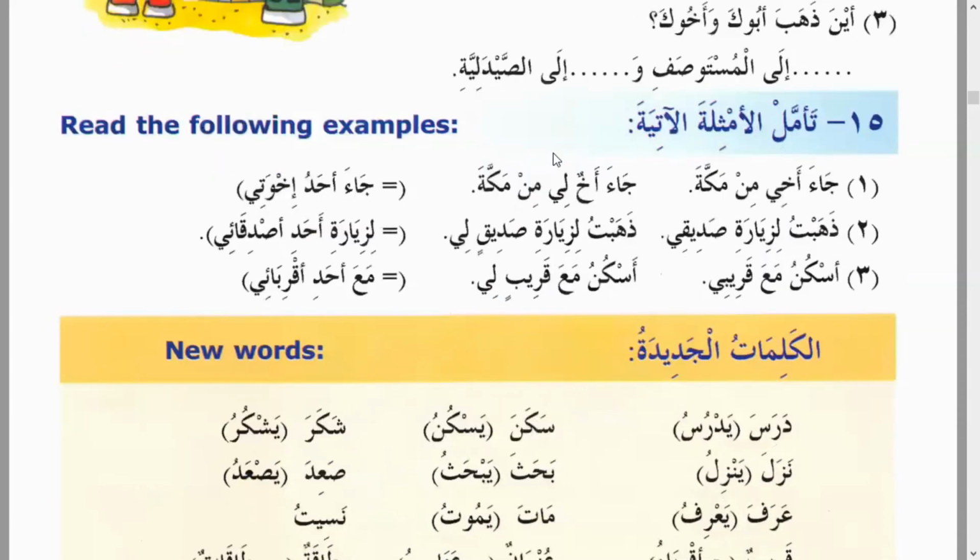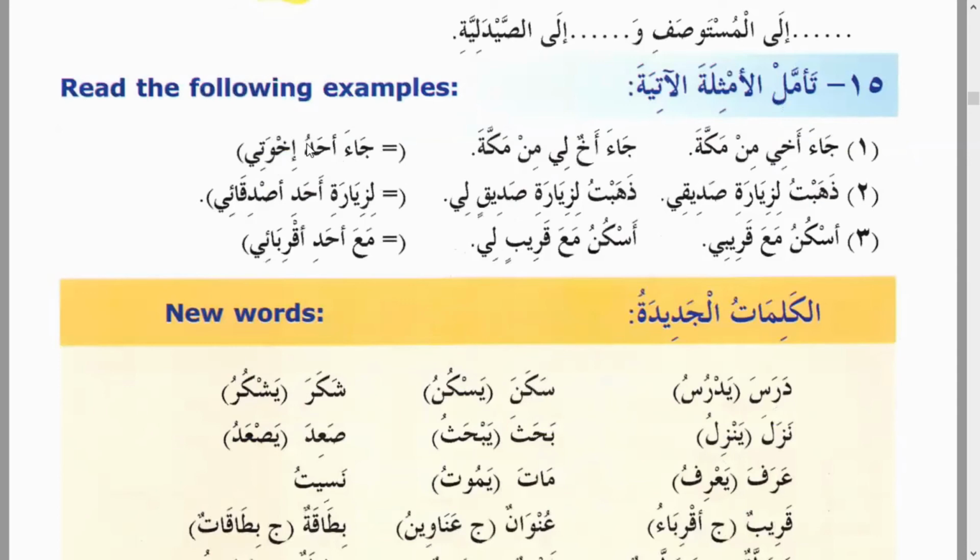Alhamdulillah. Last exercise. جاء أخي من مكة. My brother came from Makkah. Right? جاء أخ لي. So instead of saying أخي, we can say أخ لي also. A brother for me. Right? This is the way we can do it. أخ لي من مكة. So جاء is equal to جاء أحد إخوتي. Another way of saying that, one of my brothers came. أحد إخوتي. So three ways you can say for my brother. I can say أخي or أخ لي or أحد إخوتي.